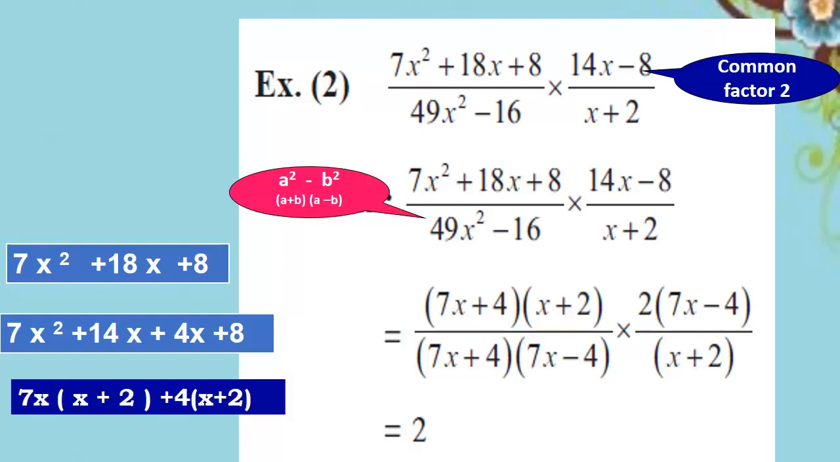Now 49x square minus 16 is a square minus b square. So this will be (7x plus 4) into (7x minus 4). Now look at all the answers once you have done your simplifications. 7x plus 4 and 7x plus 4 get cancelled. Even 7x minus 4 and 7x minus 4 also get cancelled. x plus 2 and x plus 2. The remaining answer is 2.